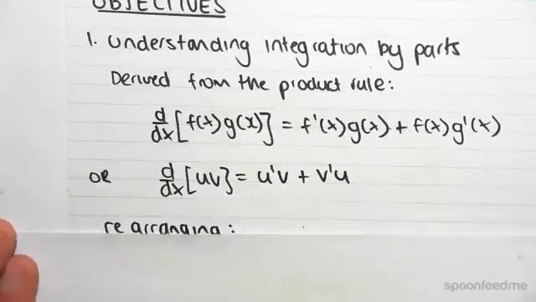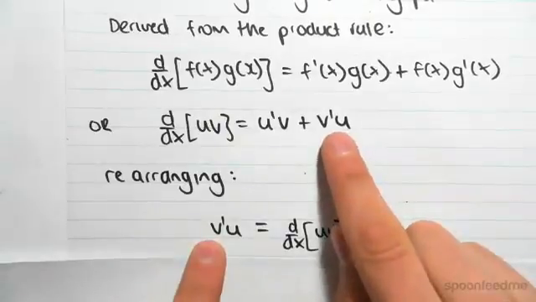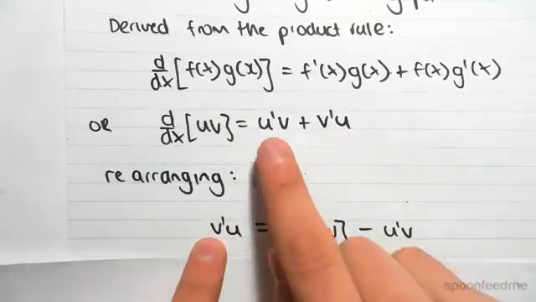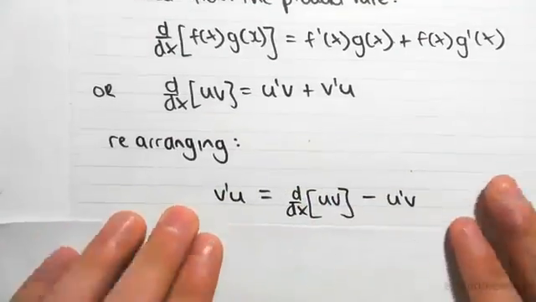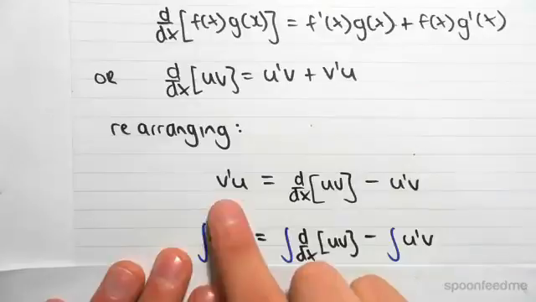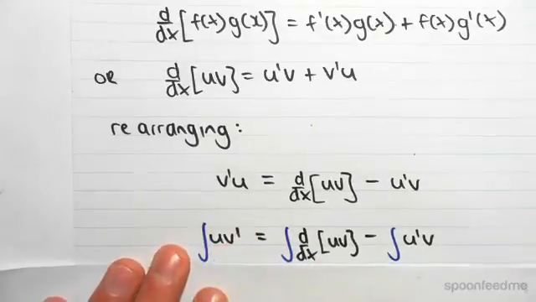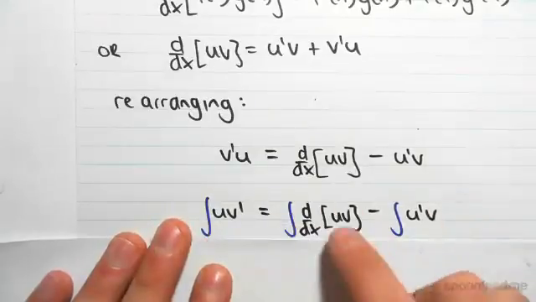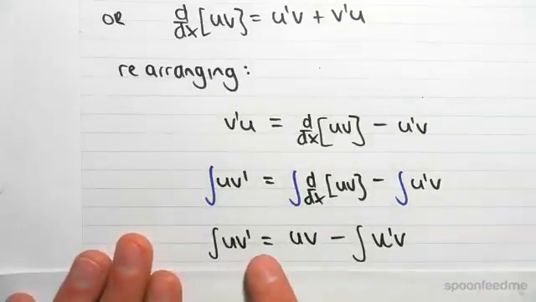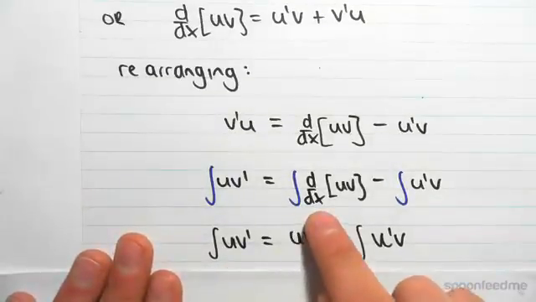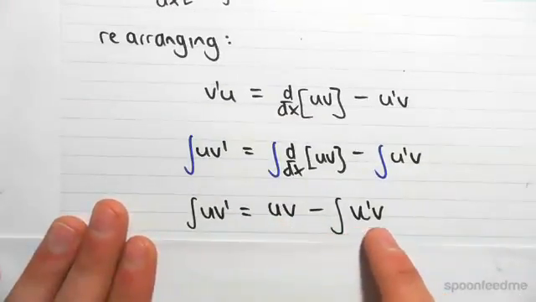So all we do is literally rearrange it to get v'u, that term there, as the subject, by subtracting u'v to the other side, so d/dx of uv minus u'v. I'm just going to write this now as uv', since v'u and uv' are the same thing. I've just rearranged those two letters, and now we're going to integrate every single term. If we do that, we have the integral of uv' equals uv, because an integral and a differential cancel each other out, so we're left with uv minus the integral of u'v.